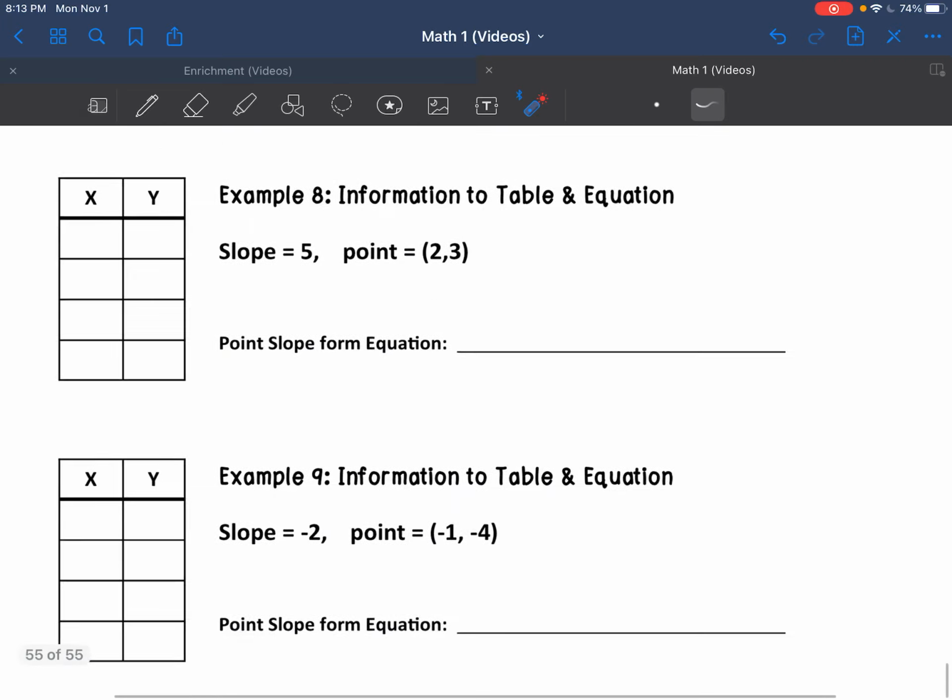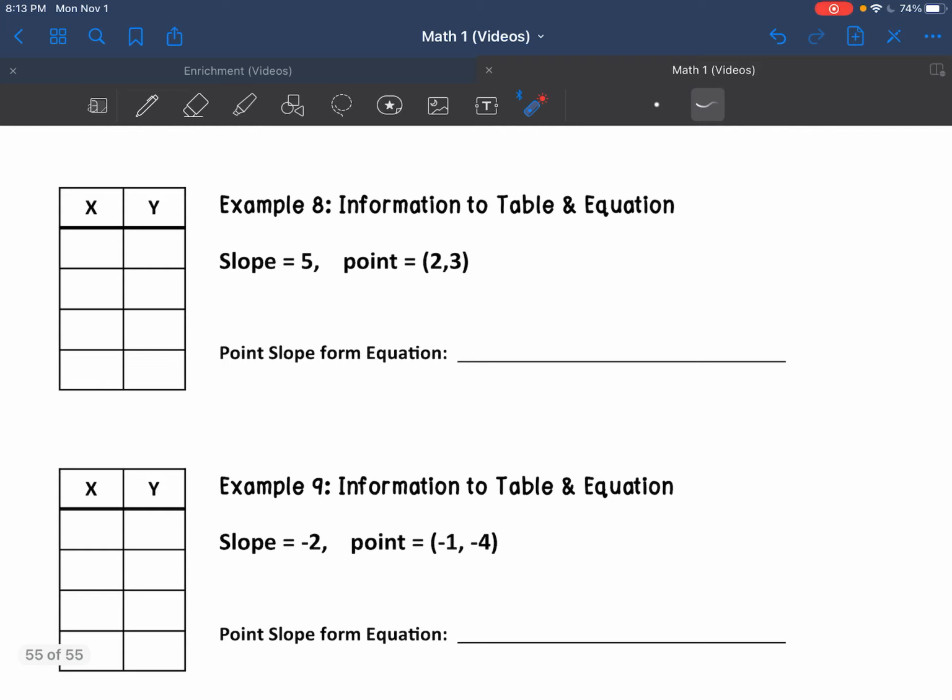All right. Looking at example 8. So now we're going to see information to a table and an equation. So this time our slope is 5, right? So that means we will be adding by 5 down our y sides. And since it's a nicey nice number, I can put it over 1, which means for my x's I'll be adding by 1. Okay? If you want to keep using that, totally cool.